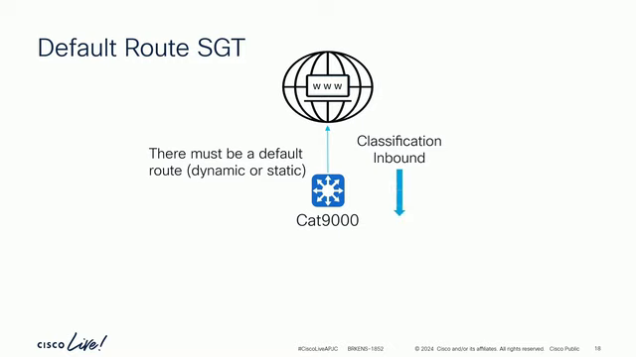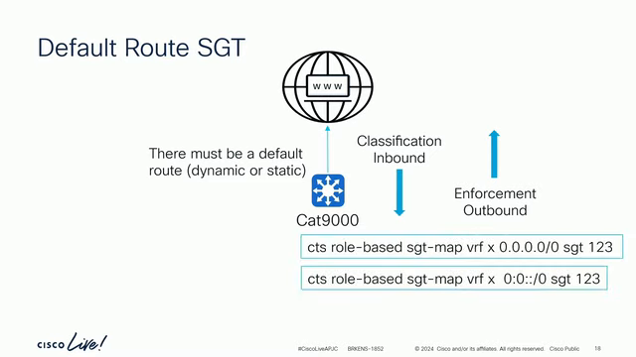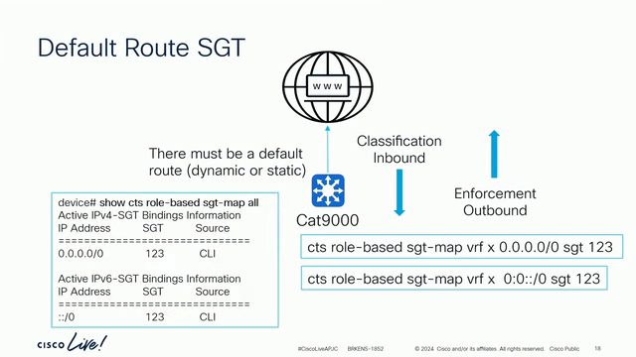But we can use that to classify traffic inbound. So traffic coming inbound, we can classify it into a group and forward it on, so that traffic in that group is from, or at least from, the internet. But we can enforce outbound as well. So if you've got traffic going to the internet and you want to permit or deny traffic to the internet, then you can use this feature. It's very easy to configure. It is only CLI, so it's not supported on Catalyst Center or Identity Services Engine, but you configure it on the CLI, mapping the specific IP address 0.0.0.0/0 to an SGT, and you see it there on the CLI. Very useful feature, particularly for classifying and enforcing internet traffic.